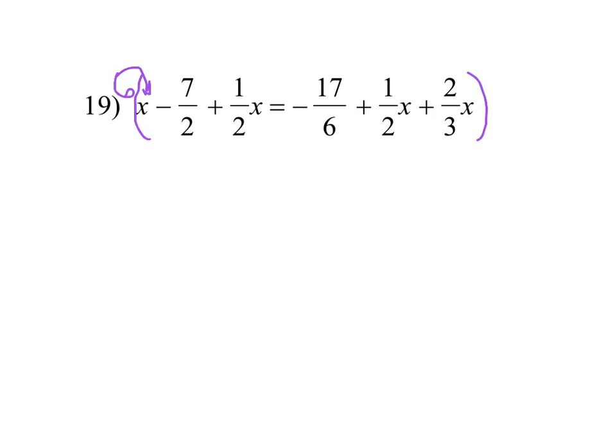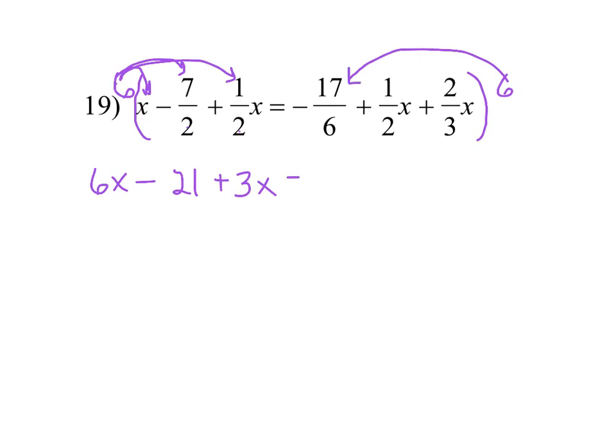Remembering I have to multiply that x times 6 as well. So I have 6x minus 2 goes into 6 3 times. 3 times 7 is 21. 2 goes into 6 3 times. 3 times 1x is plus 3x. Same thing on the right. I'm going to multiply by 6. 6 goes into 6 once. 1 times negative 17 is negative 17. Gotta be careful to remember those negative signs in front of the fraction bars.